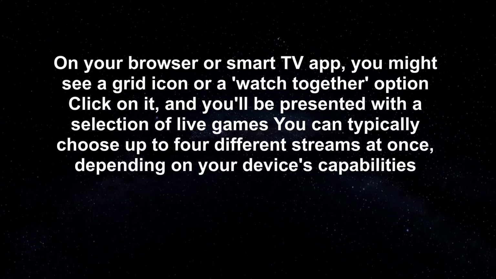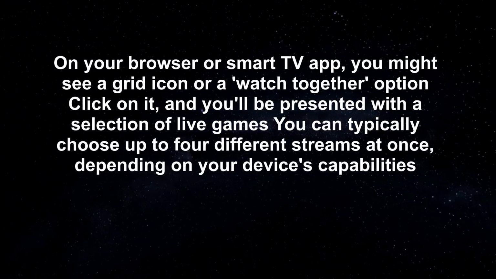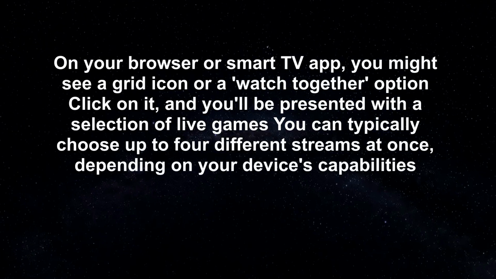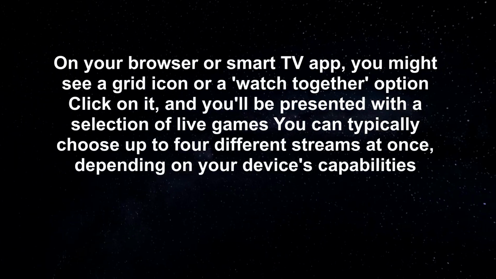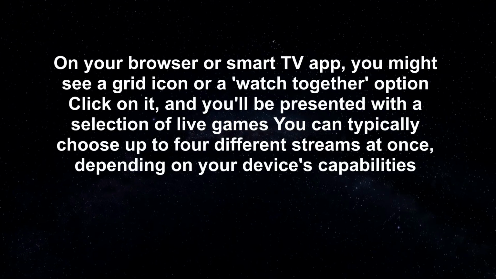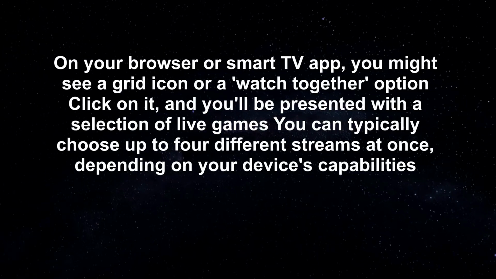On your browser or smart TV app, you might see a grid icon or a watch together option. Click on it and you'll be presented with a selection of live games. You can typically choose up to 4 different streams at once, depending on your device's capabilities.